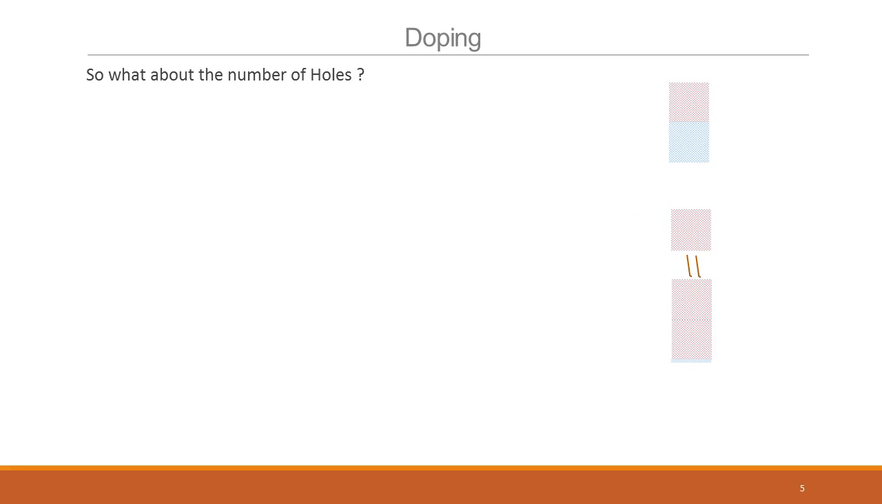Another way of looking at it is that the number of free carriers is increased. So what happens to the number of holes when, let's say, we dope with a donor atom and suddenly donor electrons have increased? What happens to the number of holes in such a case?